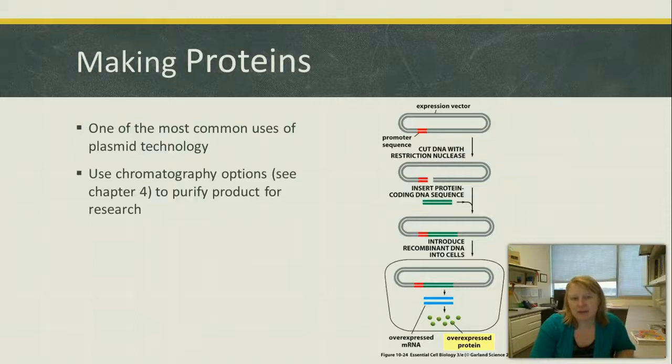Another option for making proteins in this case is that I can overexpress them. I can induce the cell to make a ton of this protein so that I can then have a ton of protein to work with if the cell, for instance, doesn't make a whole lot of it very quickly. So this is another tool. And we use those chromatography assays that we talked about in chapter 4 to help purify this process out, or purify this product out.